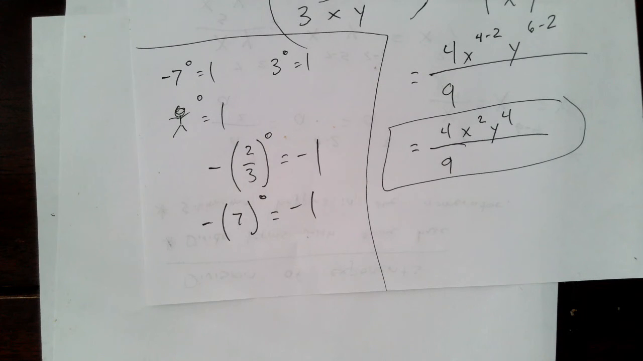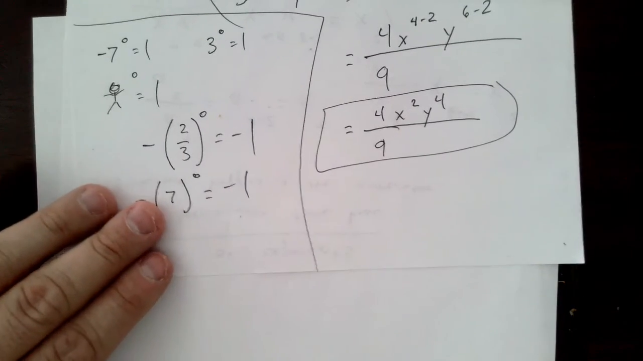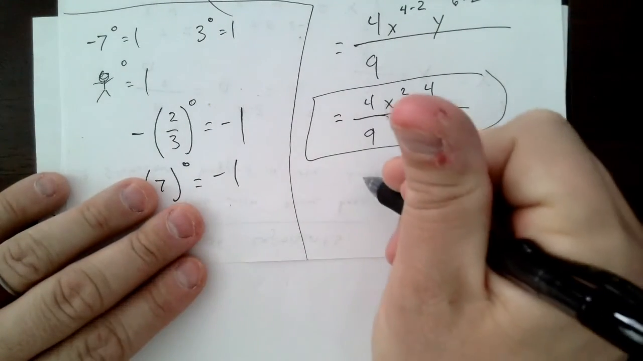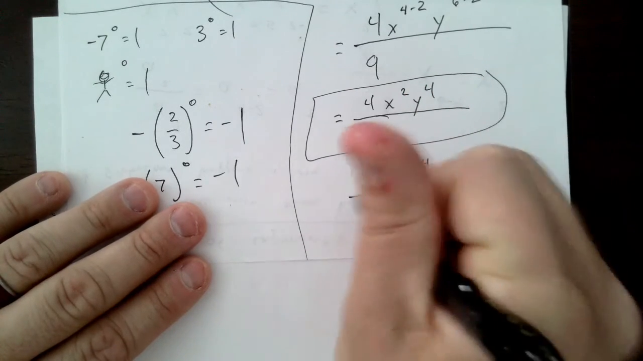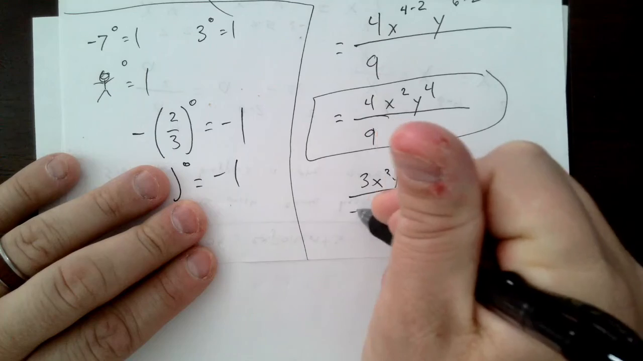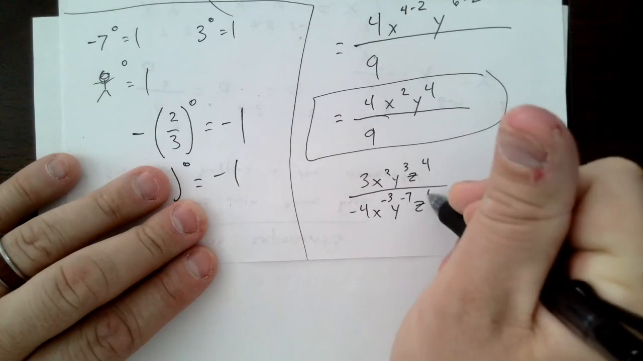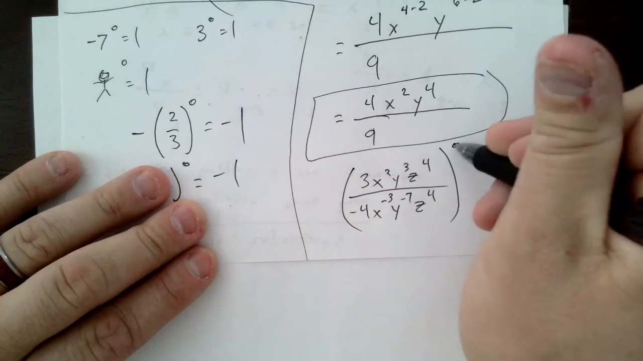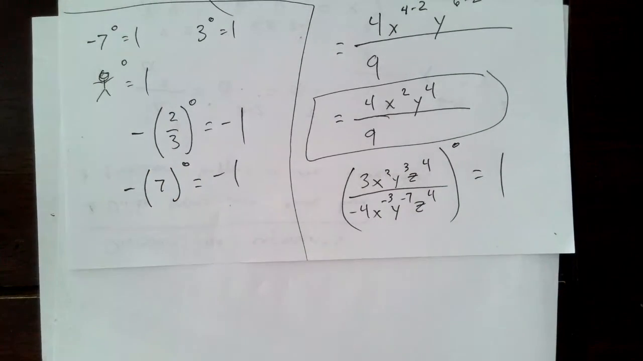I've seen some really hard problems in my time where I've seen problems like this. You may see a problem like this, 3x squared y cubed z to the 4th over negative 4x to the negative 3, y to the negative 7, z to the 4th, all raised to the 0. Guess what that answer is? 1. So anything raised to the 0 is 1, no matter how weird or how funky it may look.